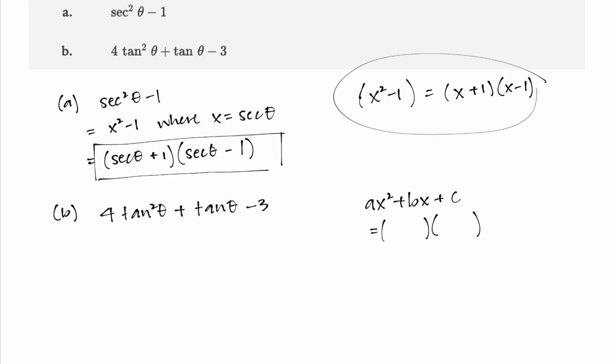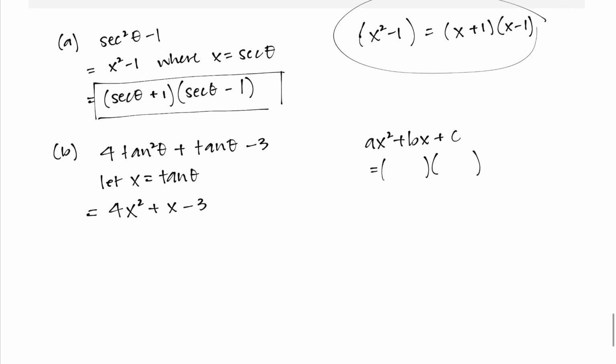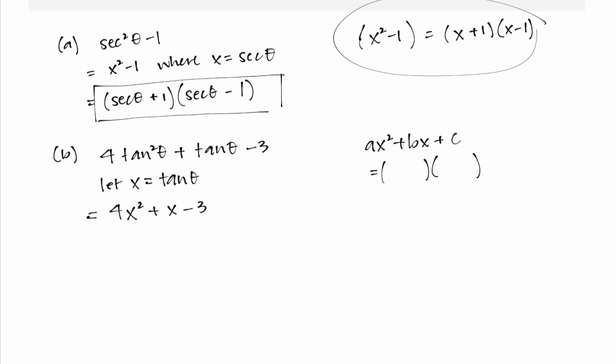And in this scenario, what we can do is allow the variable x to be equal to tangent theta, so that we can rewrite our problem as 4x squared plus x minus 3. Now, part of the reason I'm rewriting it with the variable x is to make it look a little bit more familiar, so that the actual factoring is a little easier to do, because it is back to algebra basics that we're going to have to tap into.